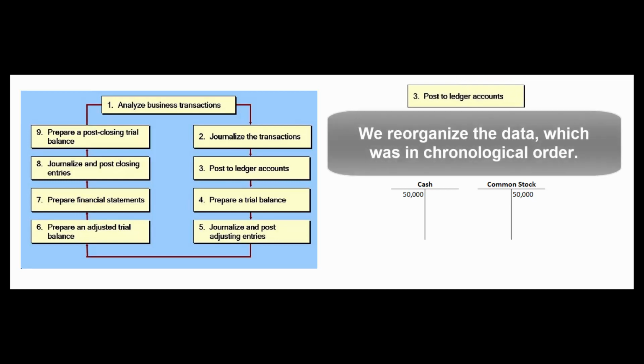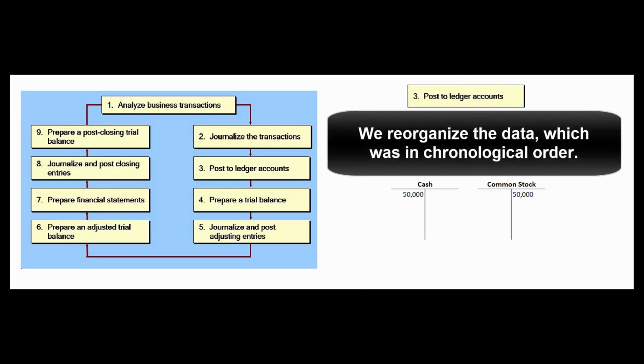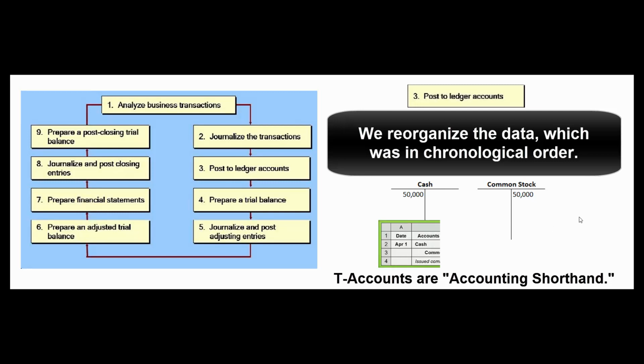Step 3, we post, or copy, all the journal entries to individual ledger accounts. Once we've done the journal entries, we have everything in chronological order. All we do is reorganize it by account. In accounting class and in the real world, we often use T accounts to symbolize the ledger accounts. For example, after that last transaction, we have a cash balance of $50,000 and a credit balance for common stock of $50,000.